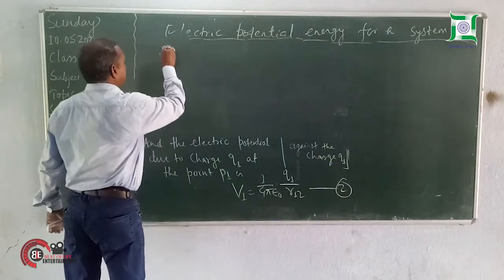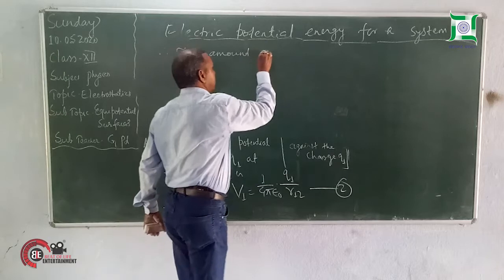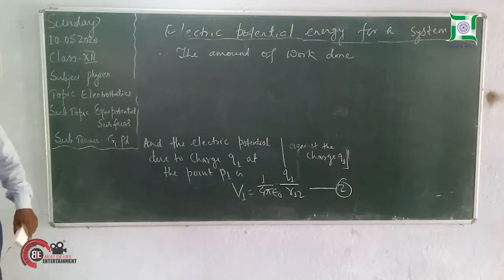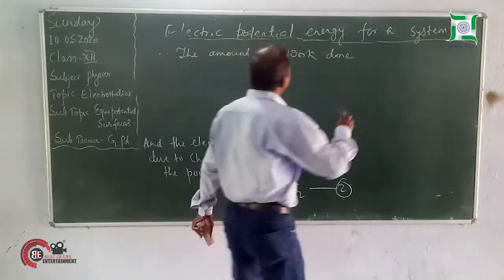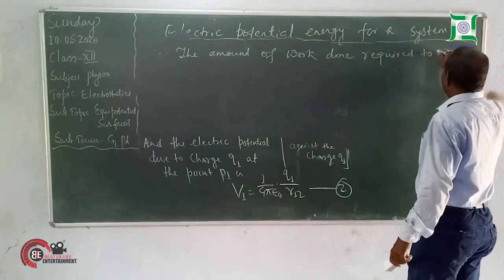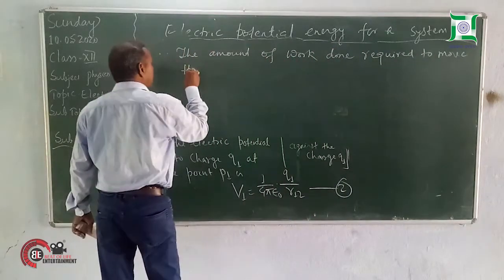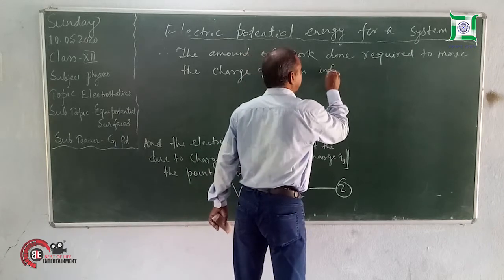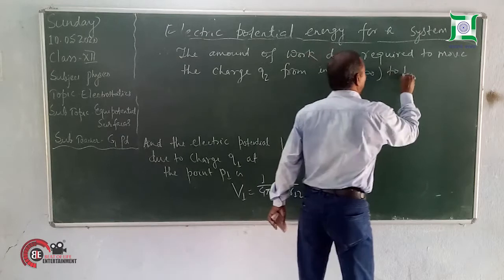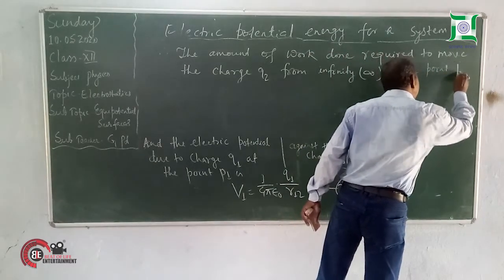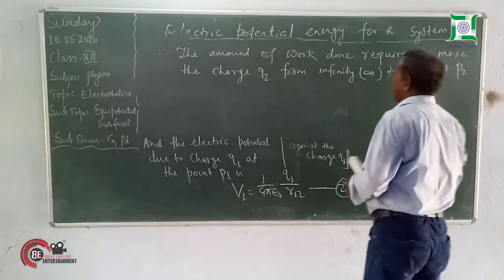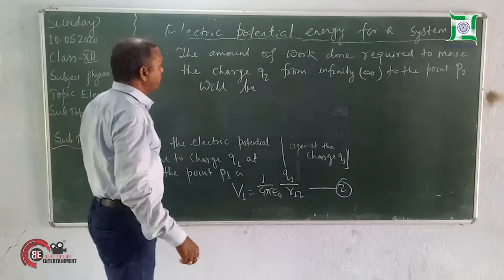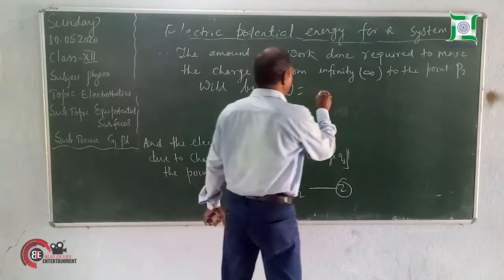The amount of work done required to move the charge Q2 from infinity to the point P2 is W, which is equal to Q times V.